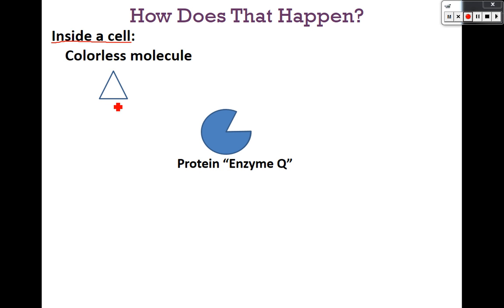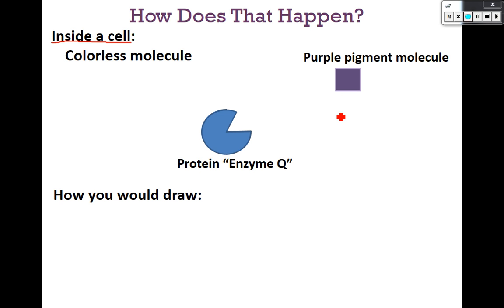So all the molecules your cell makes, the flower's cell makes, start out colorless. But if your body is making enzyme Q, if your DNA is saying, hey, make enzyme Q, then what happens is that colorless molecule fits into the enzyme, right into the enzyme's little puzzle piece area, and it turns purple and goes out into the cell. And then that enzyme can be used for another molecule. So you get a purple pigment molecule, and that gives the flower a purple color.